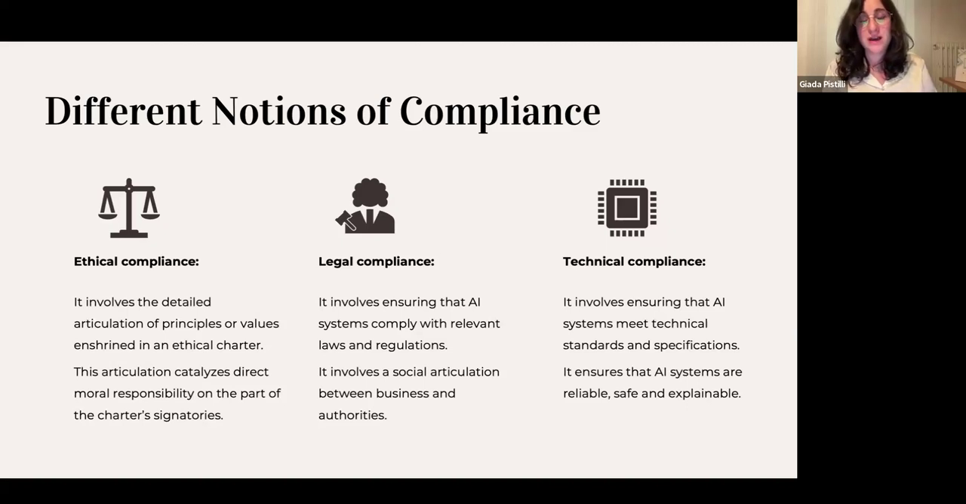that especially in the AI context, it's even more important, and that's why it has its own place in those three different notions of compliance. It's because it involves ensuring that AI systems meet technical standards, like, for instance, ISO, or there are even national and international standards that exist, and specifications, of course. And in that specific case, it ensures the AI systems in our context are reliable, safe, and explainable.